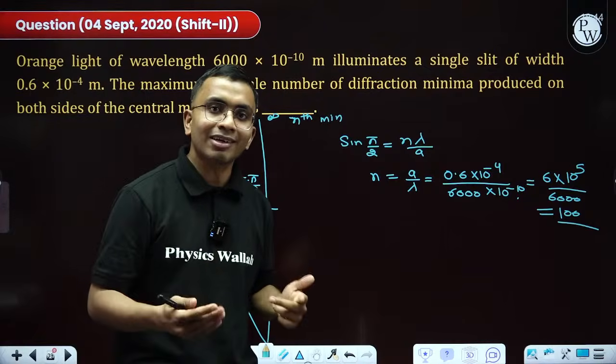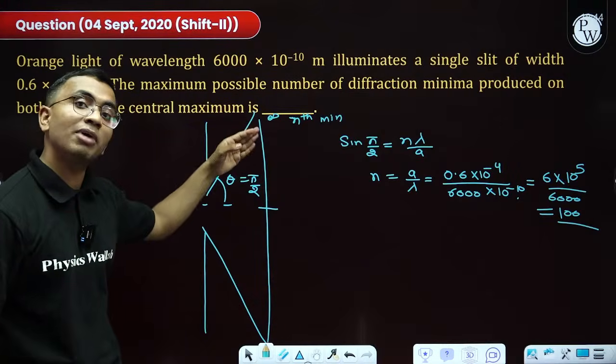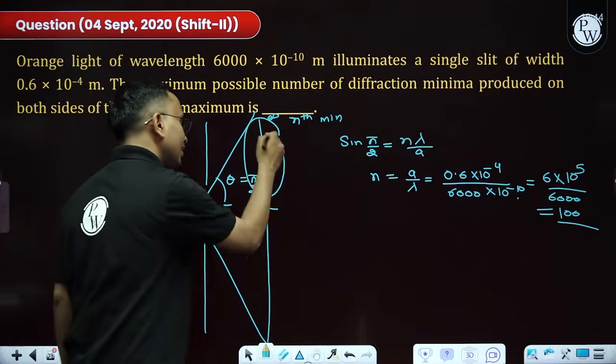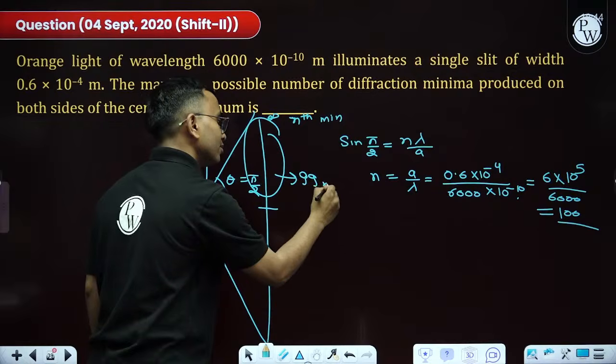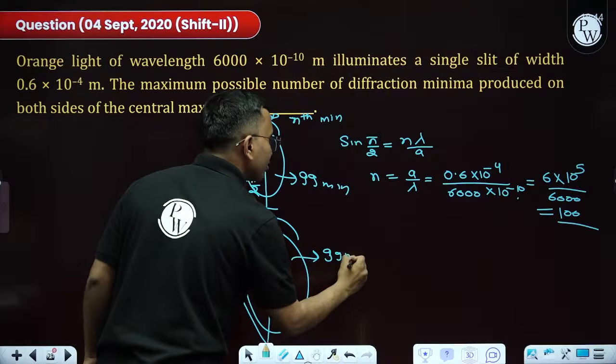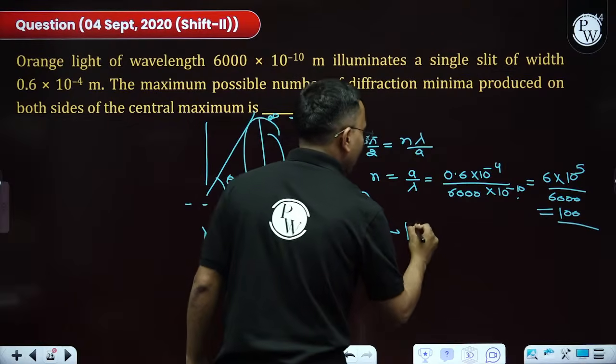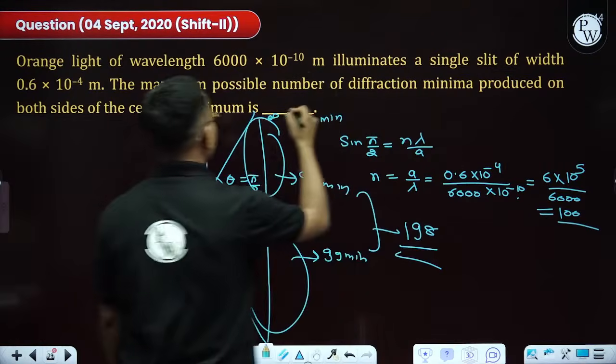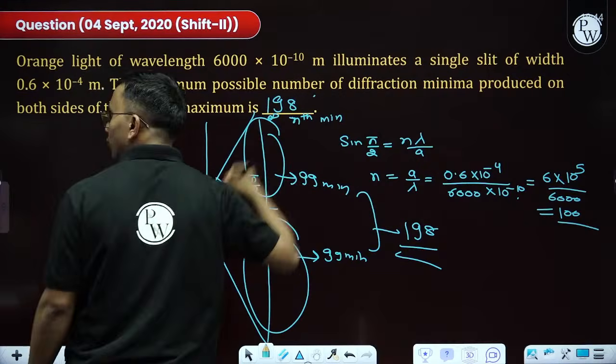But this 100th minima is at infinity. How many minima on the screen? On the screen, 99 minima on one side, and 99 on the other side. Total number of minima is 198. So we have 198 total minima.